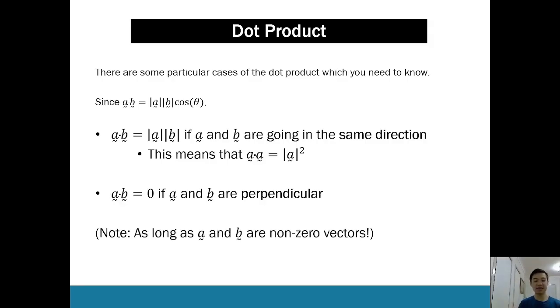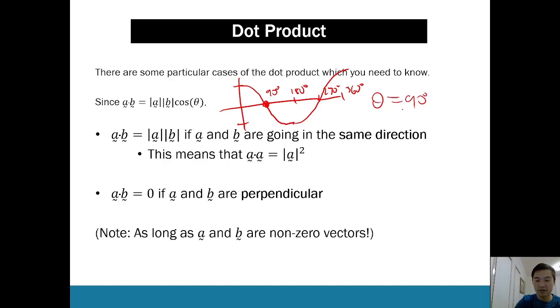So there are some particular cases of the dot product which you need to know. Since the dot product is going to be the product of the vectors' magnitudes as well as the cosine of the angle between them, we have some special cases depending on what the angle is between them, because we know with the cosine graph, it looks like this. So this is 90 degrees, 180 degrees, 270, and 360 degrees. So basically, when theta is equal to 90 degrees, cos theta will be 0. So if this is 0, the dot product will be equal to 0.